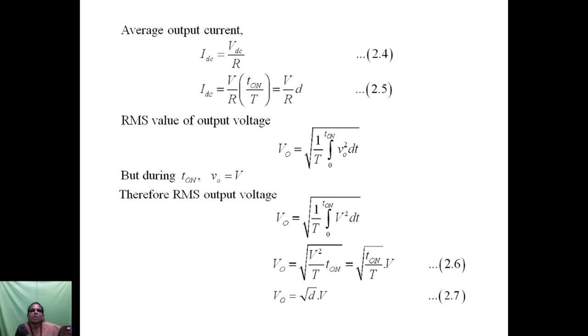The RMS value of the output voltage V0 is equal to root of 1 by T, integral 0 to T on of V0 squared dt. But during T on, V0 is equal to V. Therefore, the RMS output voltage V0 is equal to root of 1 by T, integral 0 to T on of V squared dt. V0 is equal to root of V squared by T into T on, that is equal to root of T on by T into V. So V0 is equal to root of D into V.